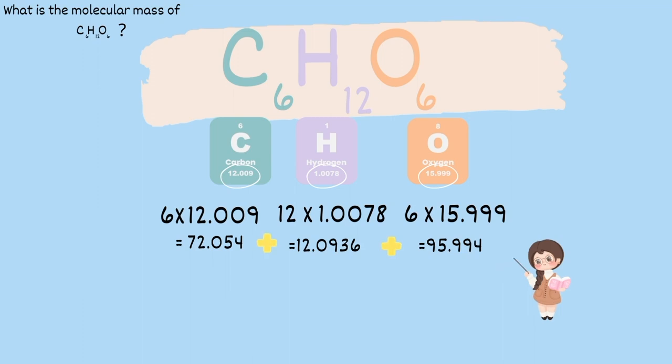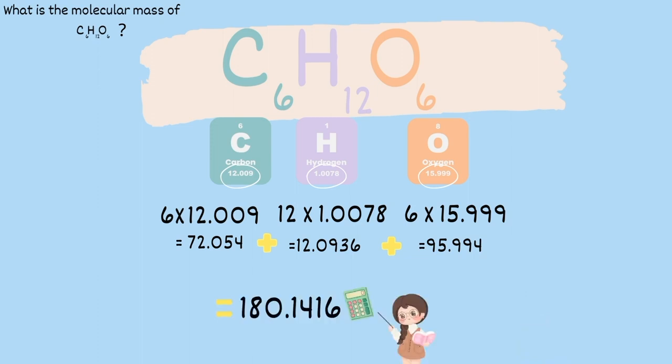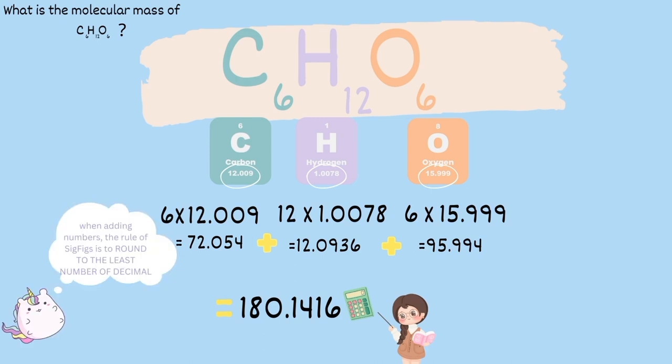We now have the individual masses of each different type of atom in glucose. Next, we just have to add them up to get the entire molecular mass. If we plug that into our calculators, we get 180.1416. However, when adding numbers, the rule of sig figs is to round to the least number of decimal places. To do this, we look at the number of decimal places in the numbers we add up and look for the least amount. So 0.054, 0.0936, and 0.994 seems like 3 digits is the least after the decimal point. So our answer will only have 3 digits after the decimal point.